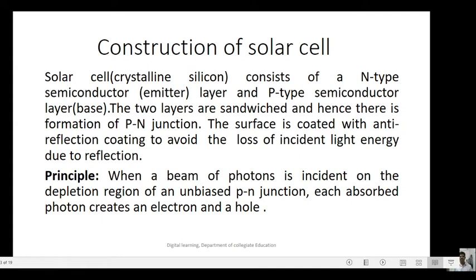Principle: when a beam of photons is incident on the depletion region of an unbiased p-n junction, each absorbed photon creates an electron and a hole.